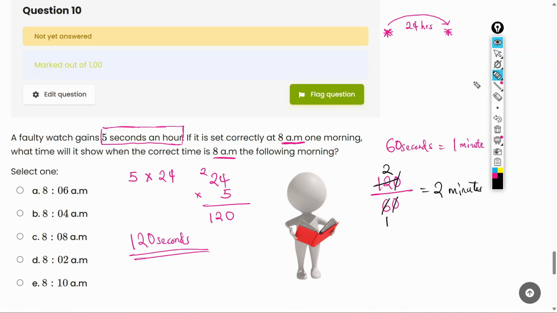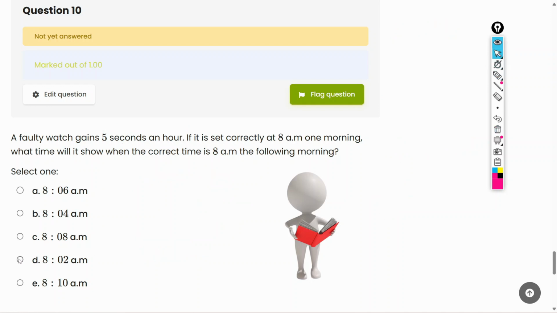So it means that there's an additional 2 minutes on top of the correct time. So when the time is 8 a.m. the following morning, the watch will read 8:02 a.m. Option D right here.